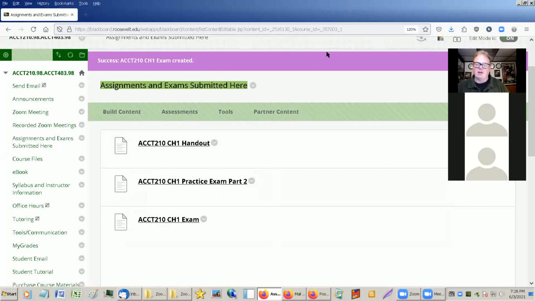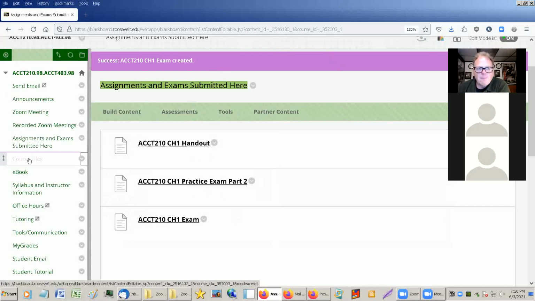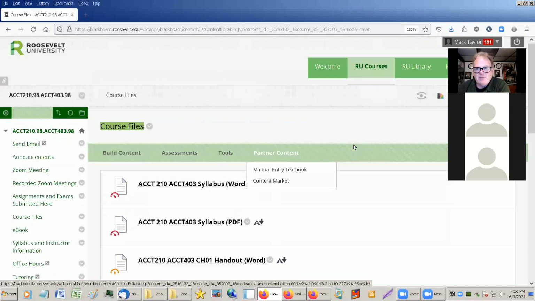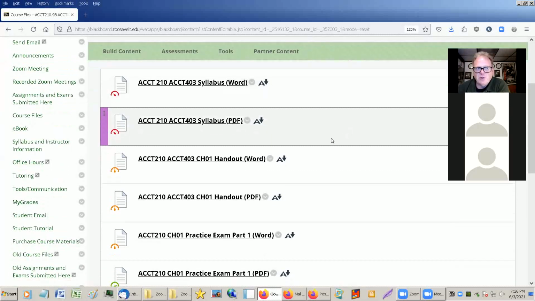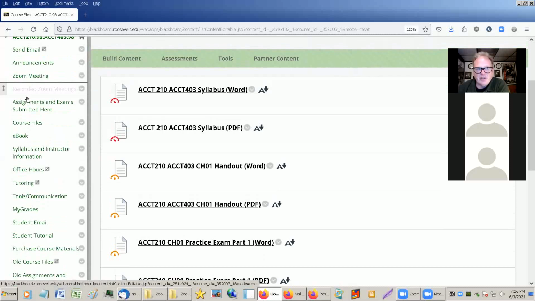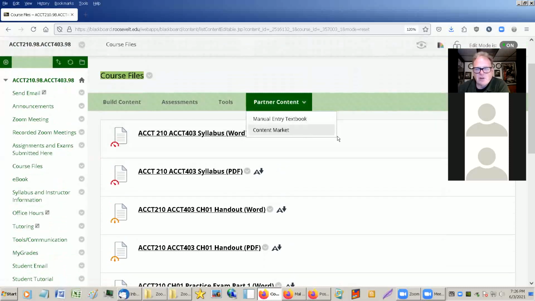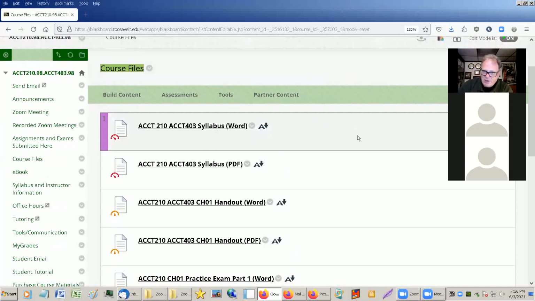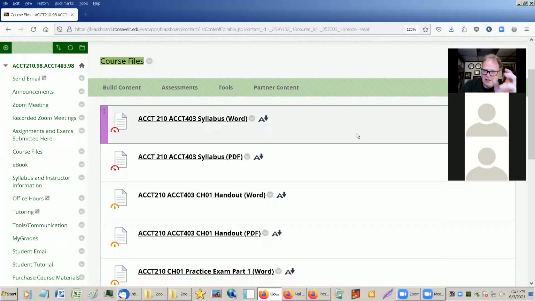The exams, by the way, this is one of the things I should tell you about. I send the exams to you through email. You will not find the exams here. You'll not find the exams in the course files. Why? Because one student may have Form A, another Form B, Form C, or D, whatever. Everyone's going to get different forms.